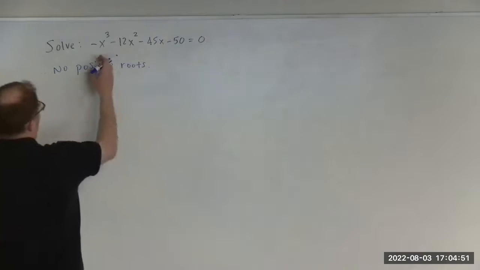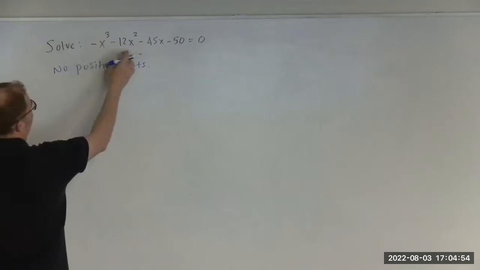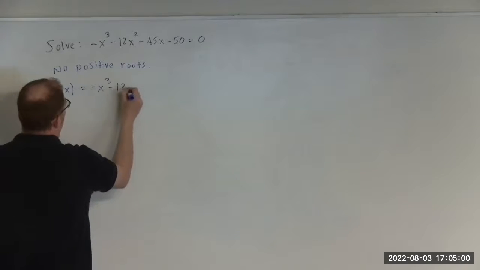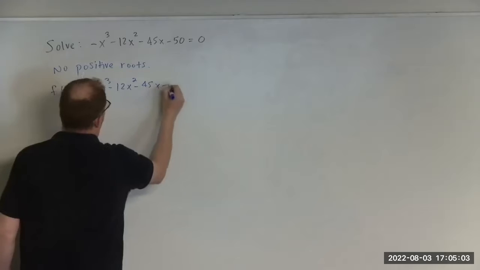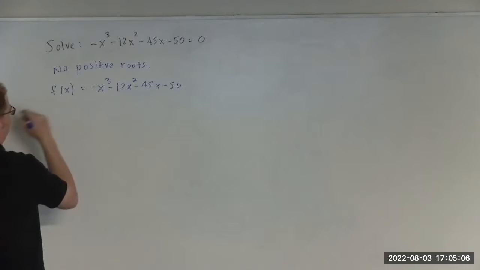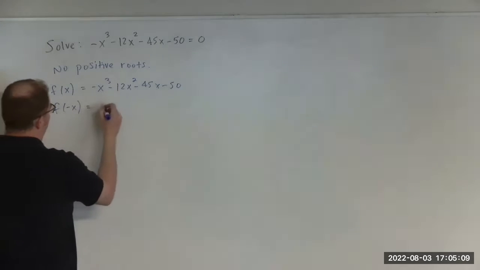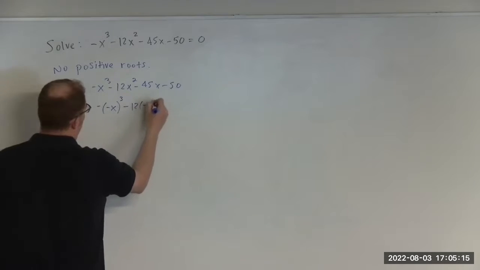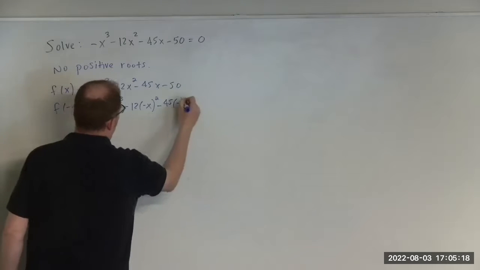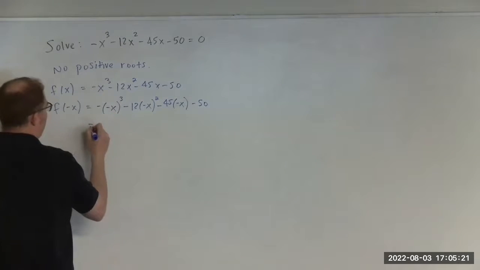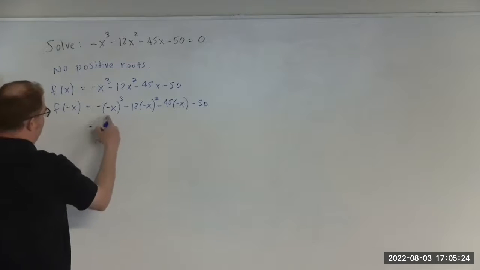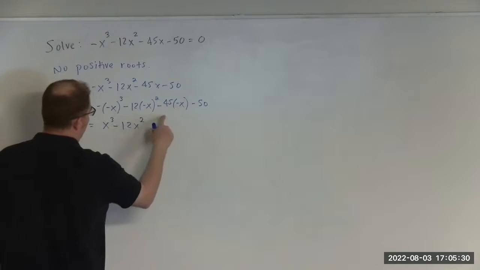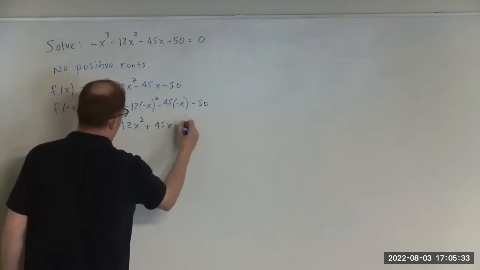Okay, so let's see if there are any possible negative roots. To do that, you simply plug in a negative value. Think of this as a function. If you evaluate this at minus x, then you're going to get minus negative x cubed, minus 12 times minus x squared, minus 14 times minus x, minus 50. So that's going to give you positive here. This will be positive, so you're going to be getting minus 12x squared. This will be 45x minus 50.